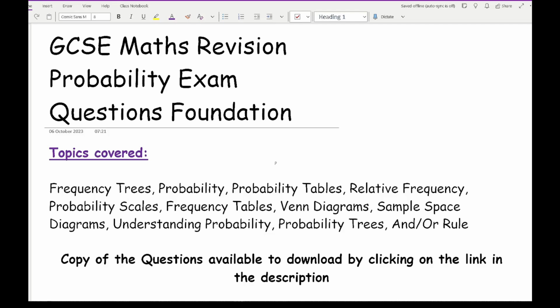Now, in terms of the questions, I'll put a question breakdown in the description so you can see which question refers to what area of probability. But in this particular paper, we'll cover frequency trees, probability tables, relative frequency, probability scales, frequency tables, Venn diagrams, sample space diagrams, understanding probability trees, and the and or rule.